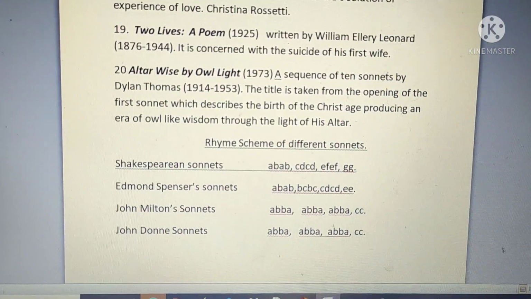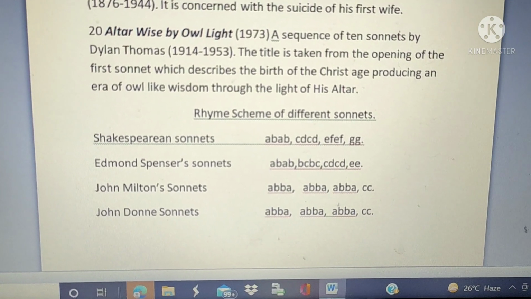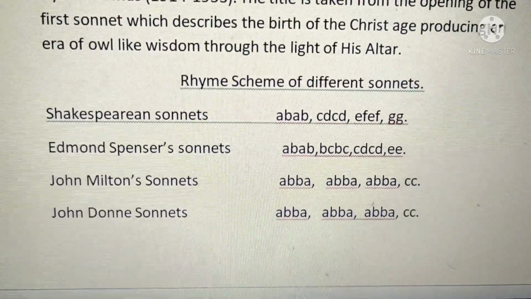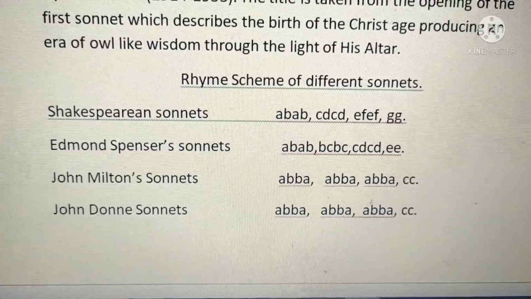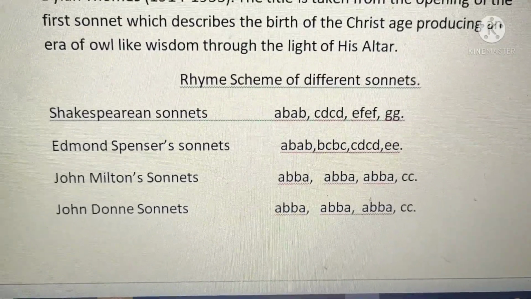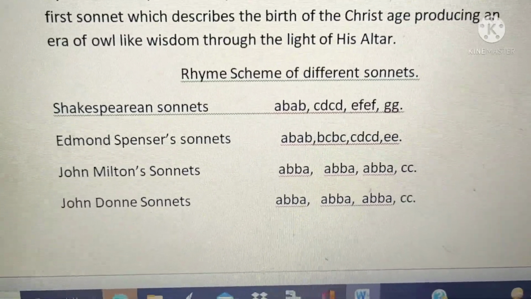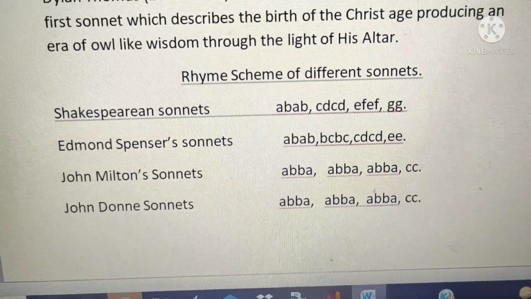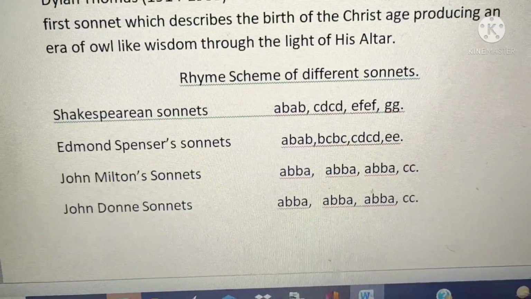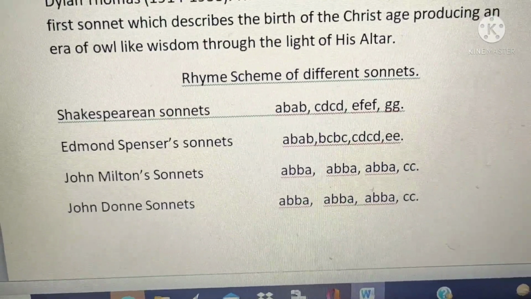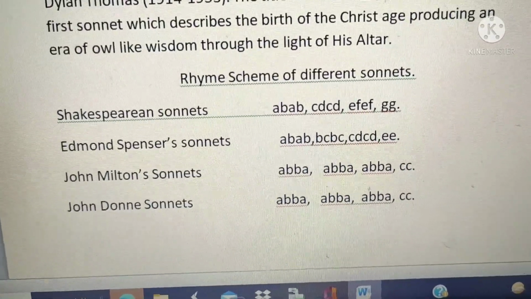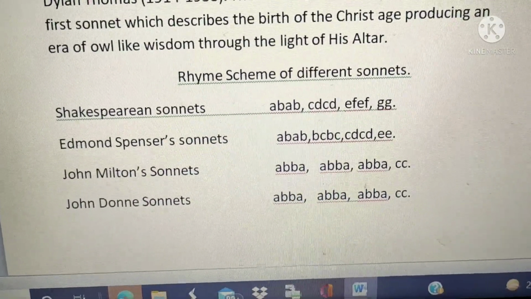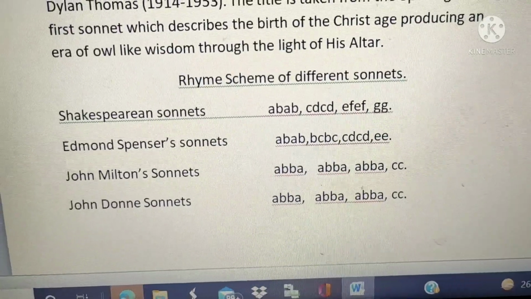Now let's come to the rhyme schemes of different sonnets. Shakespearean sonnet has a rhyme scheme AB, AB, CD, CD, EF, EF, GG. GG is there at the end, 3 quatrains and an ending couplet. Then Edmund Spenser's sonnets have a rhyme scheme AB, AB, BC, BC, CD, CD and EE. You can correlate it with EE. EE is there at the end of Spenser's sonnets and GG is there at the end of the Shakespearean sonnet. Remember, EE is there in Spenser's spelling also.